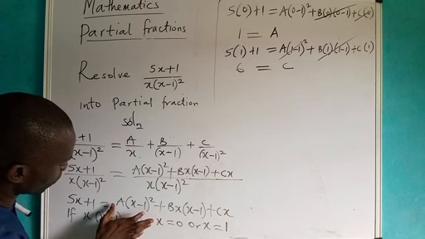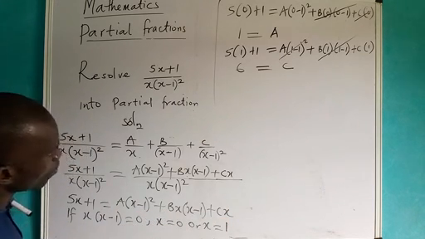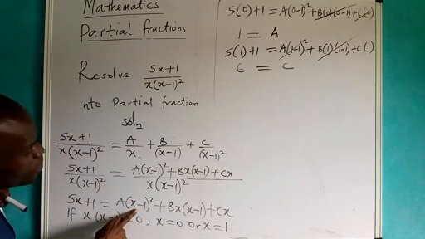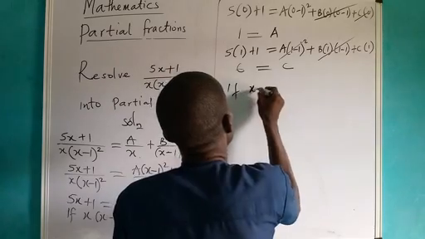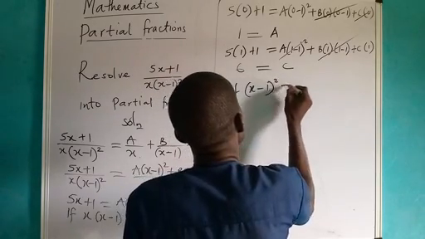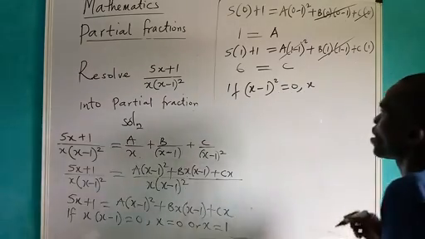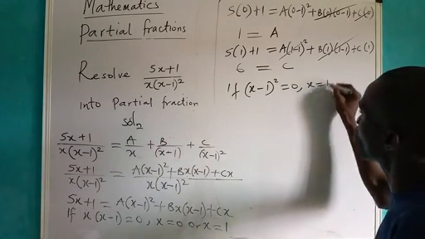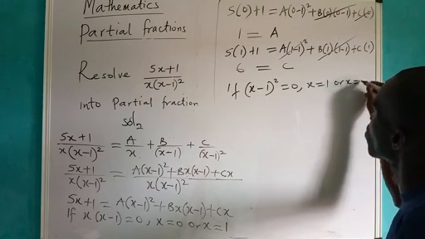I've looked for A, I have looked for C. Now, which value will I use? I will use this value here. It means that if S minus 1 squared equals 0, then S equals 1 or S equals 1.